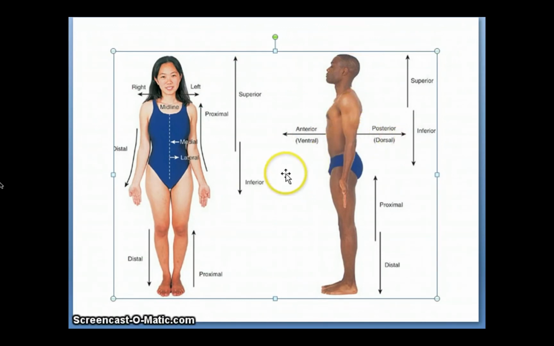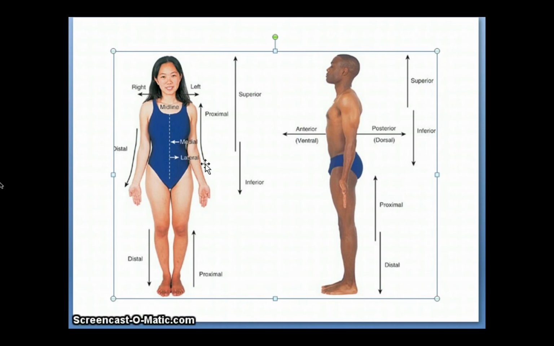The next set of terms is superficial and deep. Superficial is going to be closer to the surface. Deep is going to be deeper than the superficial part. So an example is, it goes your skin, your fat, and your muscle. So what would your skin be compared to muscle? The skin would be superficial to your muscle. The muscle would be deep to the skin. You'll see us use those terms a lot, superficial and deep, when we get to the muscles. If one muscle's on top of the other one, the one on top is considered superficial, and the one on the bottom is considered deep.